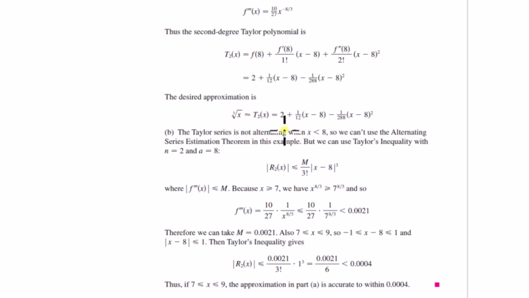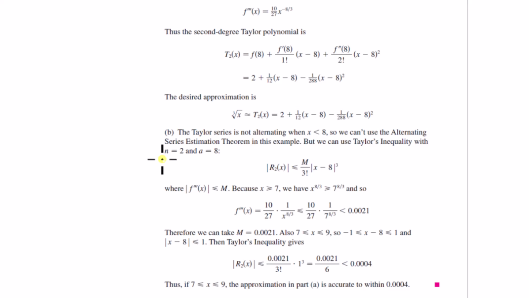For the infinite Taylor series, we can see that for any value of x between 7 and 9, it's not going to be alternating. If x was greater than 8, it would be. It goes positive, positive, minus. If x is less than 8, then you've got a negative here, and then this is positive. With an alternating series, you need every other term to switch sides, and for all values between 7 and 9, that's not the case. So we can't use the alternating series estimation theorem in this example, but we can use Taylor's inequality.